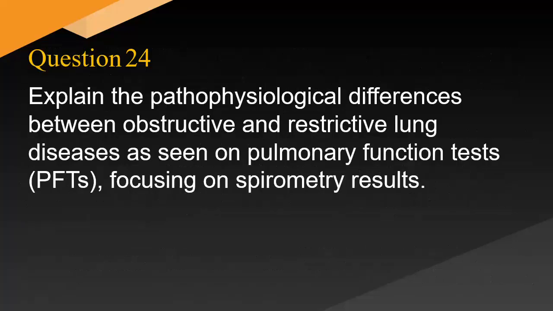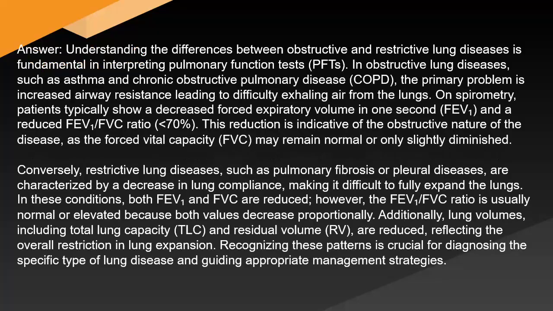Explain the pathophysiological differences between obstructive and restrictive lung diseases as seen on pulmonary function tests (PFTs), focusing on spirometry results. Answer: understanding the differences between obstructive and restrictive lung diseases is fundamental in interpreting pulmonary function tests (PFTs). In obstructive lung diseases such as asthma and chronic obstructive pulmonary disease (COPD), the primary problem is increased airway resistance leading to difficulty exhaling air from the lungs.